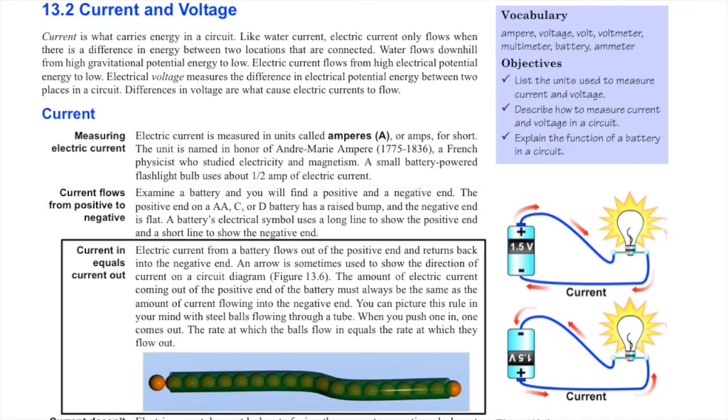Current in equals current out. Electric current from a battery flows out of the positive end and returns back into the negative end. An arrow is sometimes used to show the direction of current on a circuit diagram, as shown in figure 13.6. The amount of electric current coming out of the positive end of the battery must always be the same as the amount of current flowing into the negative end.